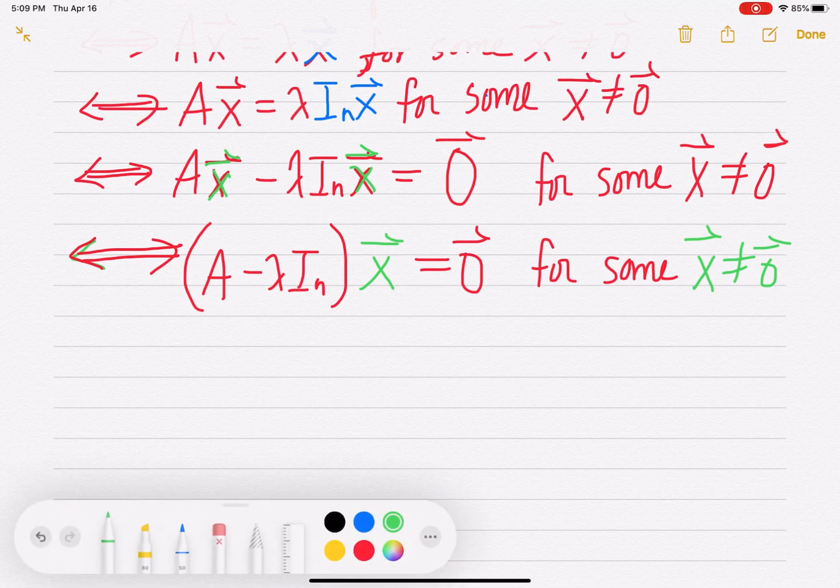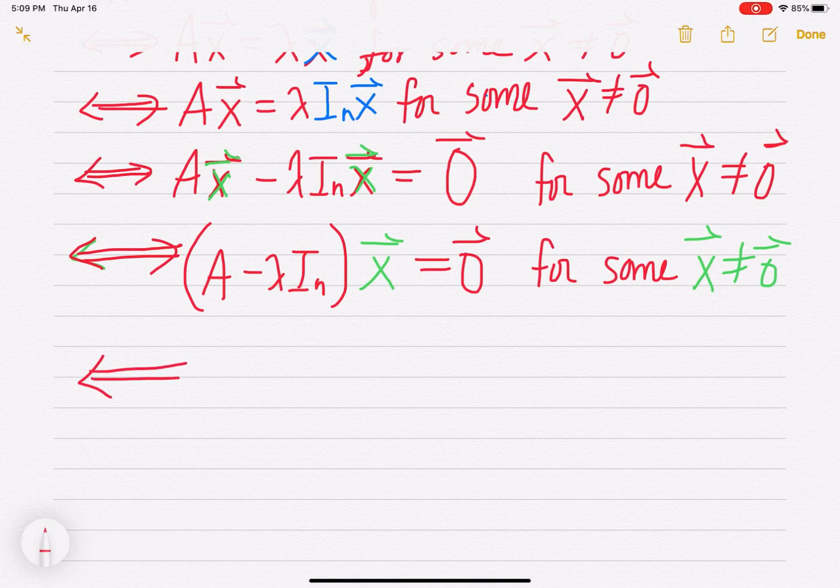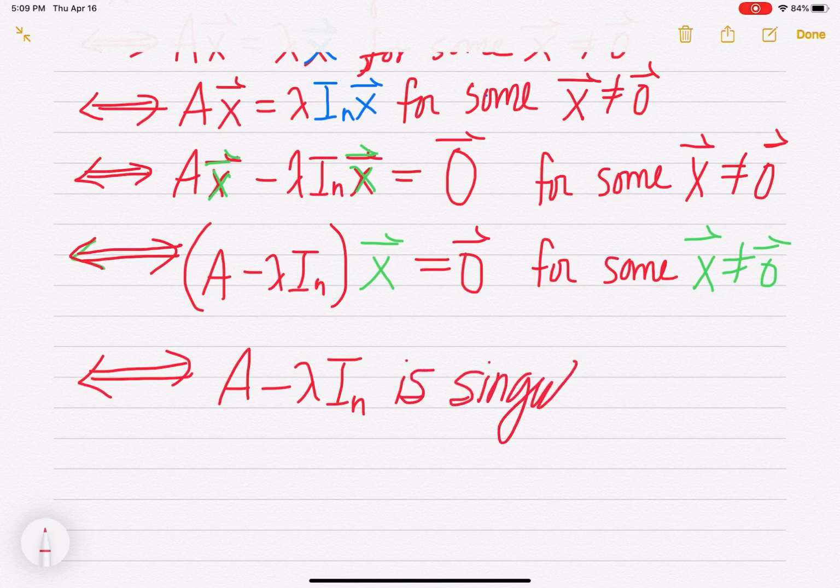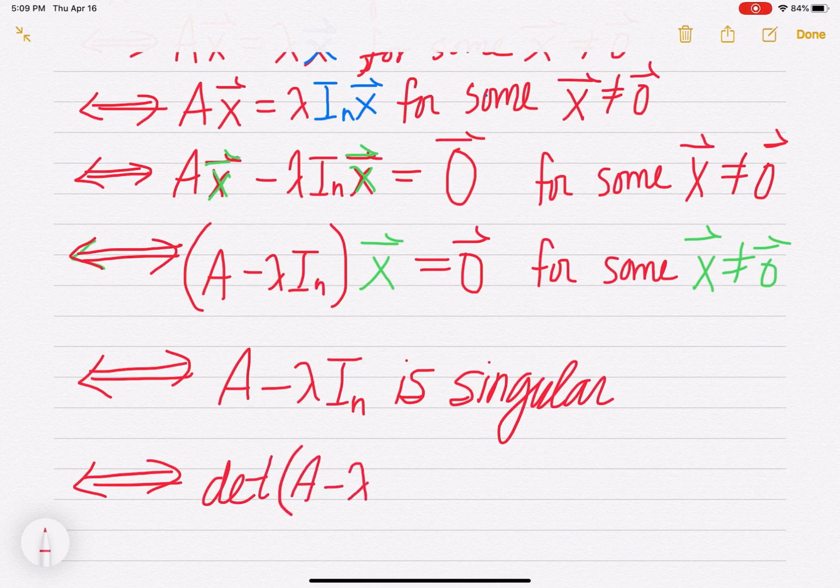So this means, remember, that the matrix is singular. If you have a non-trivial solution to the homogeneous equation, that means A minus lambda I is singular. So it's not invertible. It's singular. Remember, a matrix is singular, which means non-invertible, if and only if the associated matrix vector homogeneous equation has a non-trivial solution. Also remember, if a matrix is singular, that means the determinant of that matrix is 0. So the determinant of A minus lambda I has to be 0.